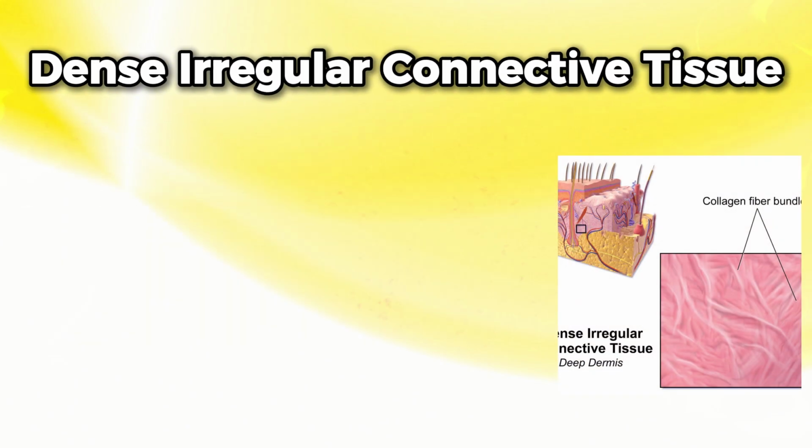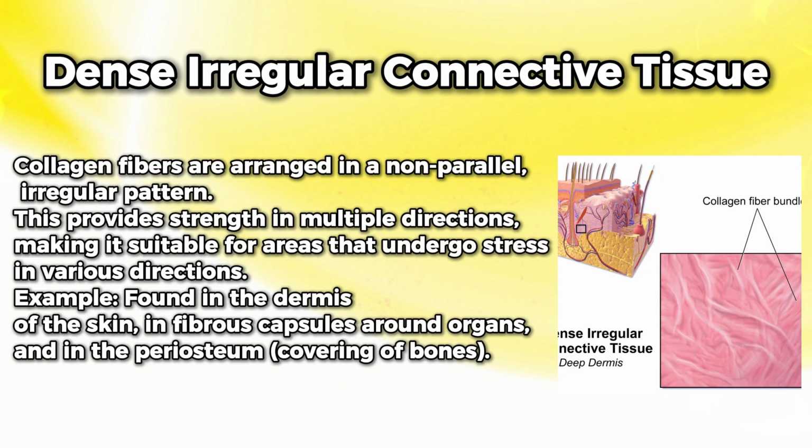Dense irregular connective tissue. Collagen fibers are arranged in a non-parallel, irregular pattern. This provides strength in multiple directions, making it suitable for areas that undergo stress in various directions. Example: found in the dermis of the skin, in fibrous capsules around organs, and in the periosteum, the covering of bones.